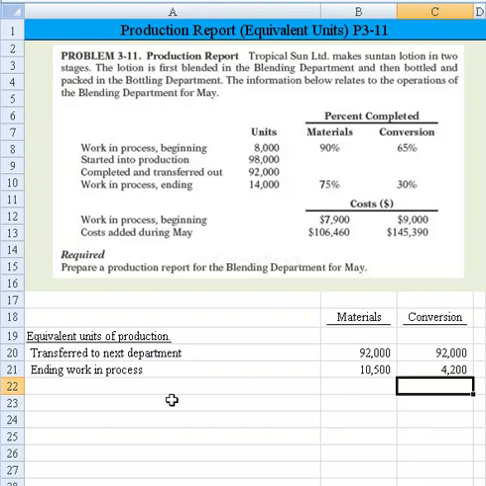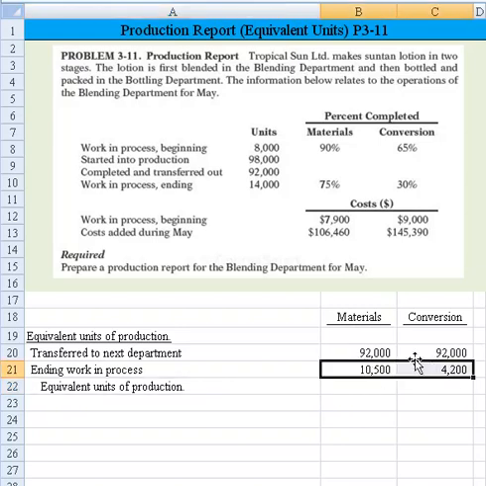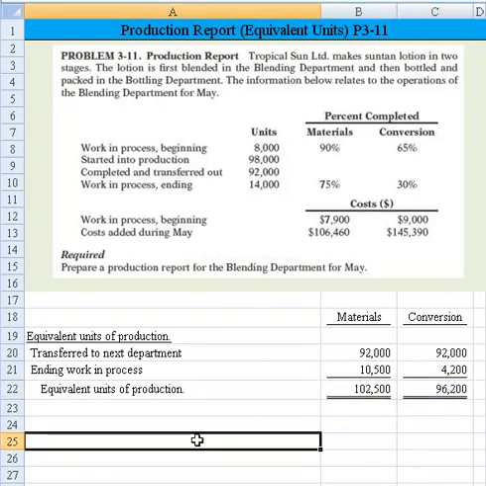Okay? And so what we know is the equivalent units of production that were completed. Let me indent this. I really don't have to, but I will. And I'll just sum these. I'm just using an auto sum feature from my menu, okay? So we're just sum from above. We know the equivalent units of production was 102,500 for material and 96,200 for conversion. I'll underline that to make it look pretty good.